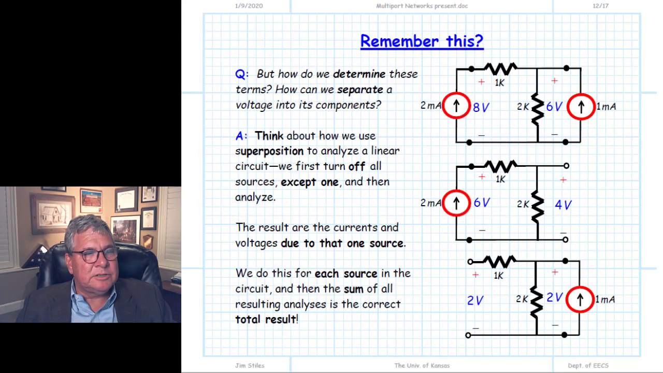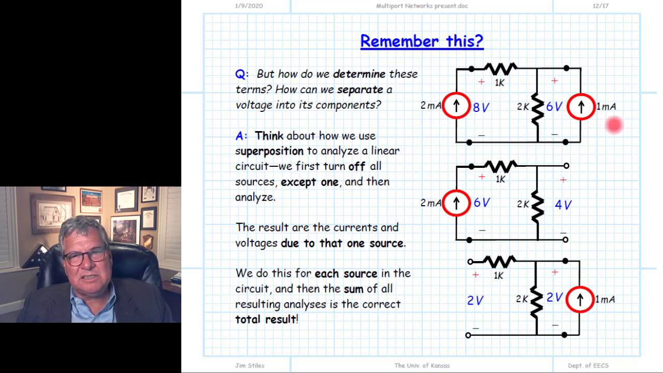So the answer is superposition. Let's say we have a two-port device shown here with a 1 k ohm resistor and a 2 k ohm resistor. And then let's say we have two sources connected to either side of this two-port device, a 2 milliamp source and a 1 milliamp source.